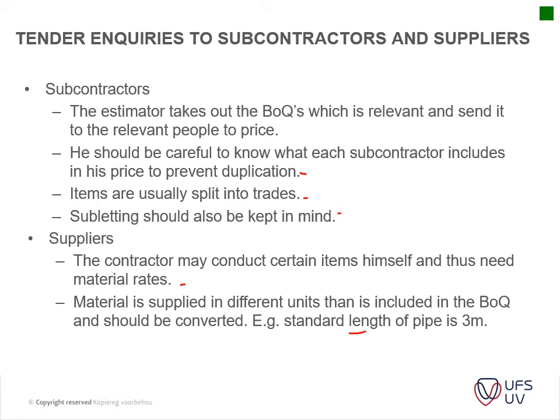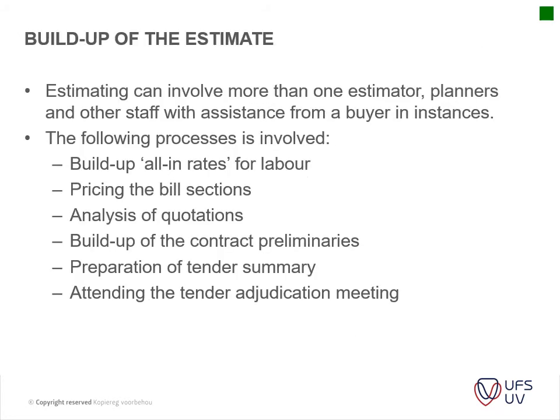So for instance, if you are ordering copper pipes for your plumbing installation, they will give you a rate per 3-meter section, which is usually how they are delivered. So you need to take that into account. It has to be reverted back to the unit that was measured in the BOQ. Then you add your profit, wastage, etc. on top of that. Okay, so that is the build up of your estimate.